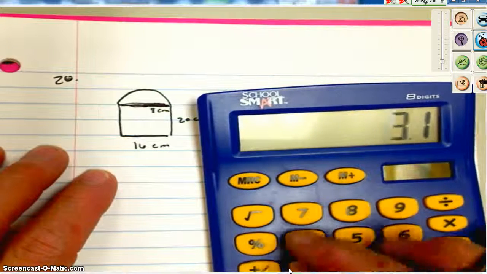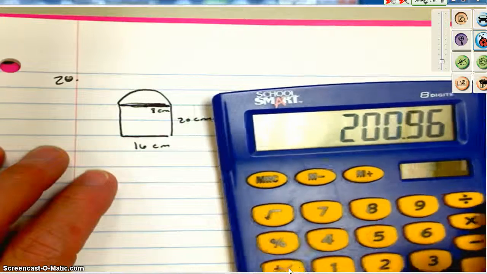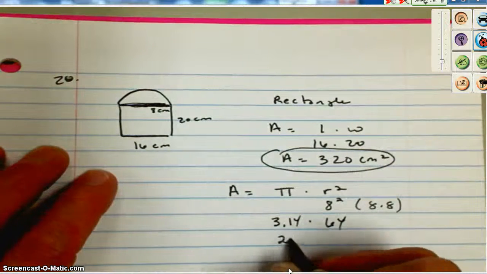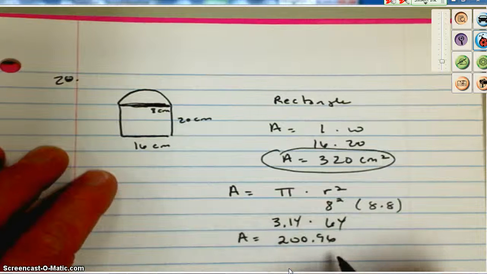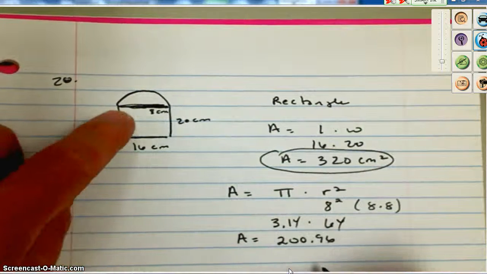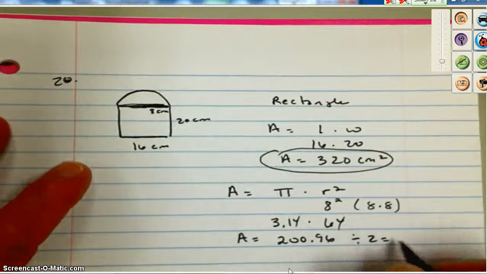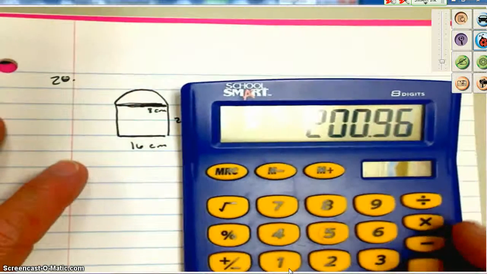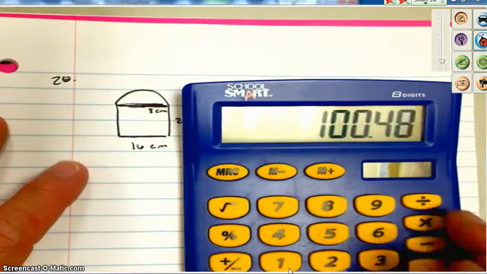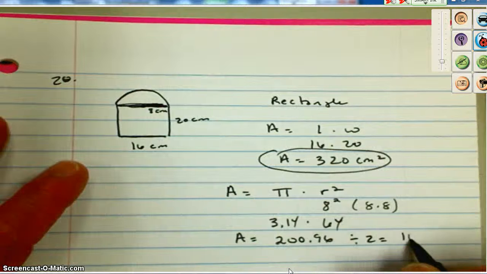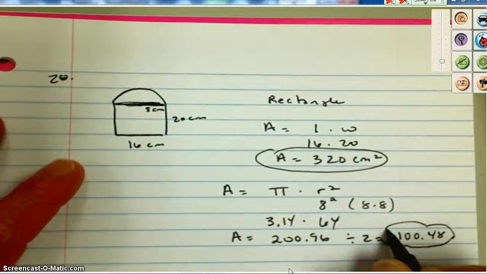So 3.14 times 64 is equal to 200.96, and that is the area of our circle. However, this is only a half a circle. So we're going to divide this by 2. 200.96 divided by 2 is going to be 100.48. And we're going to bubble that in.